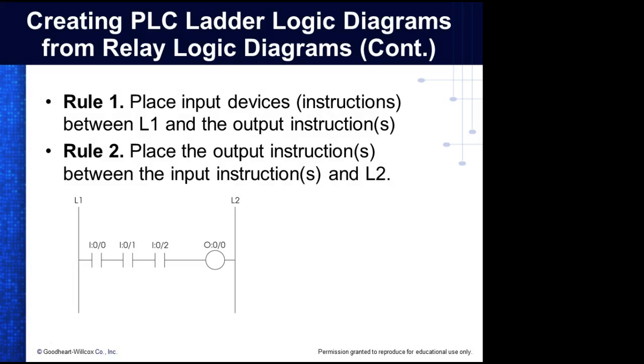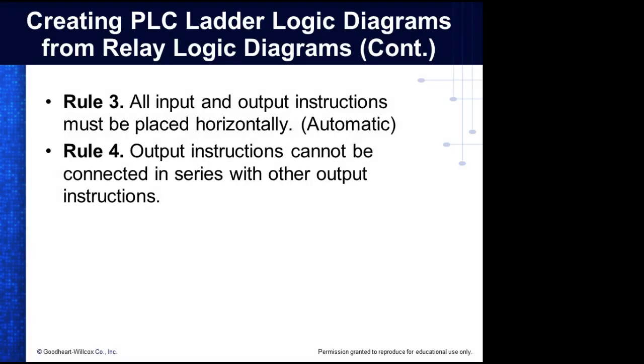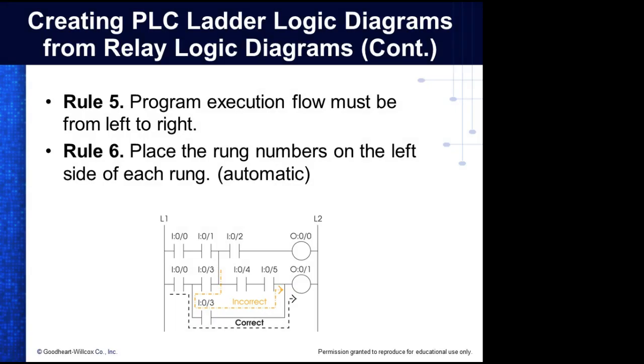Okay. So we went from ladder diagram over to the PLC program, right? All the input devices must be placed horizontally. You don't have to worry about this, this is automatic. Output instructions cannot be connected in series with other output instructions. You won't be able to clear the error. You'll always have an error, right? Understand that?